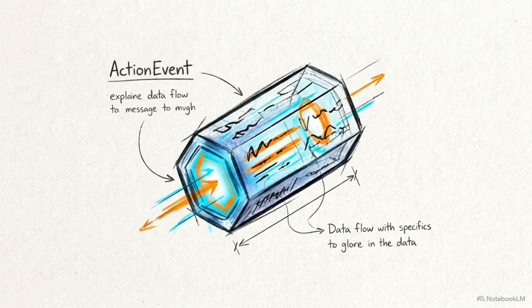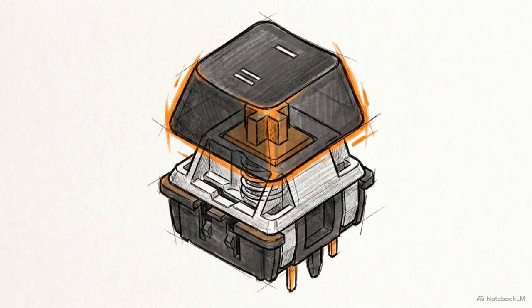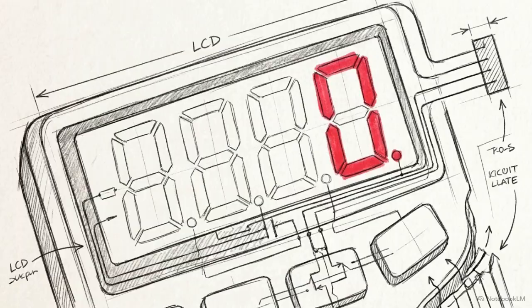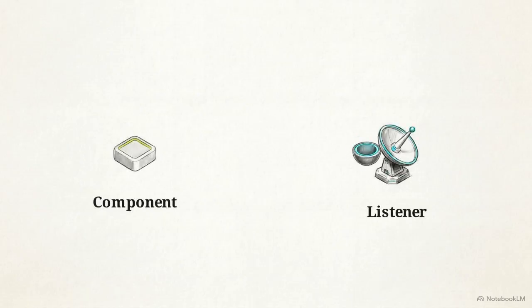It is a data object that encapsulates the exact specifics of what just happened: which button was pressed, where the mouse was located, and what text was entered. But an event is useless unless something is listening for it. That is the sole purpose of a listener object. It monitors the application state, waiting exclusively for a specific component to fire a specific event pulse.